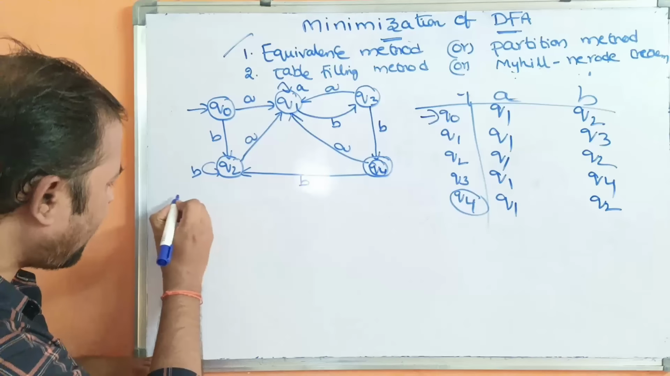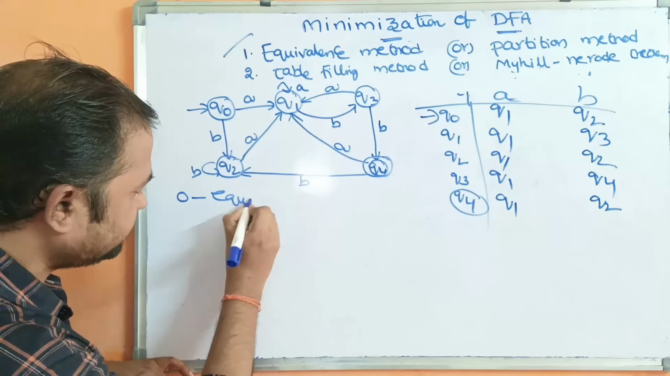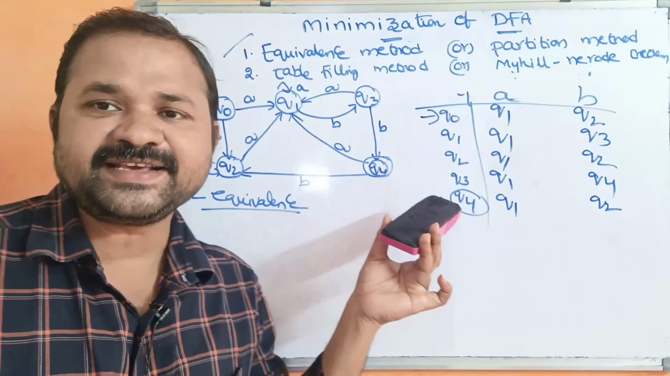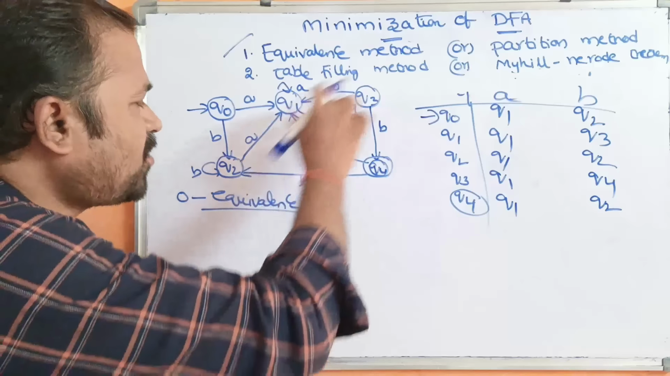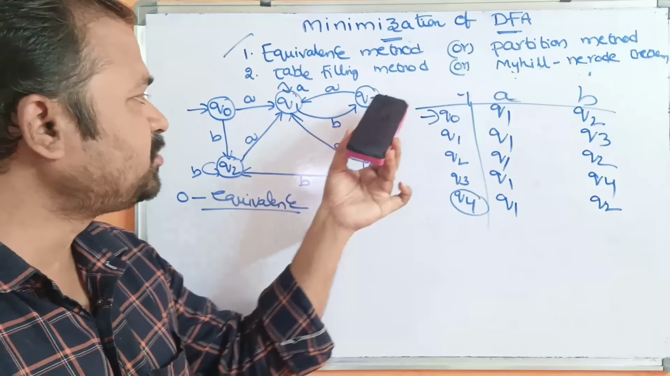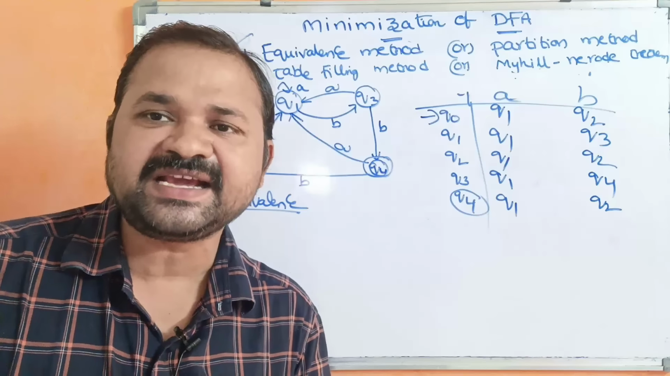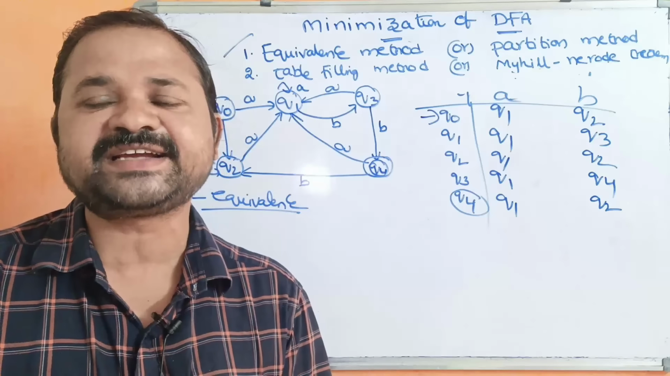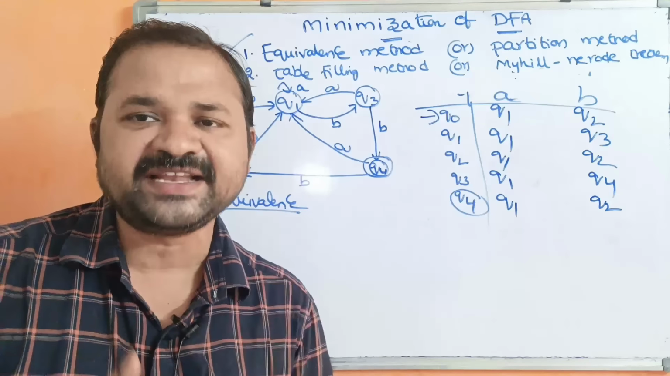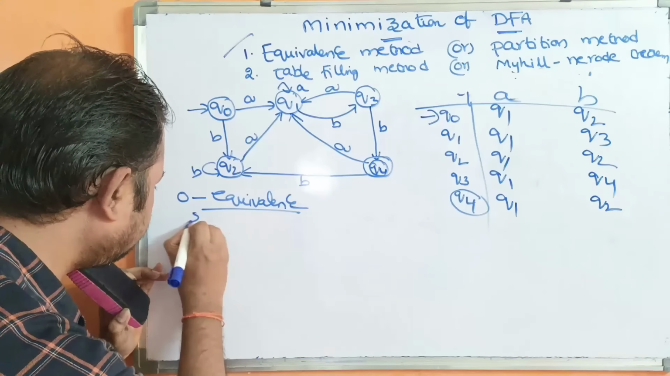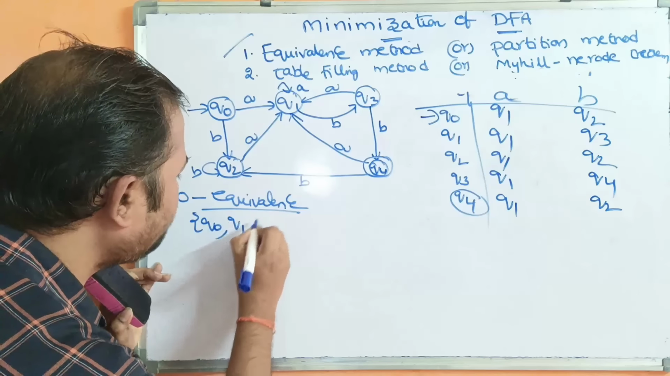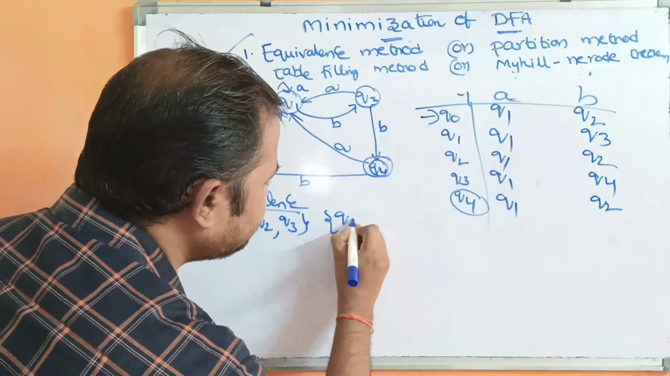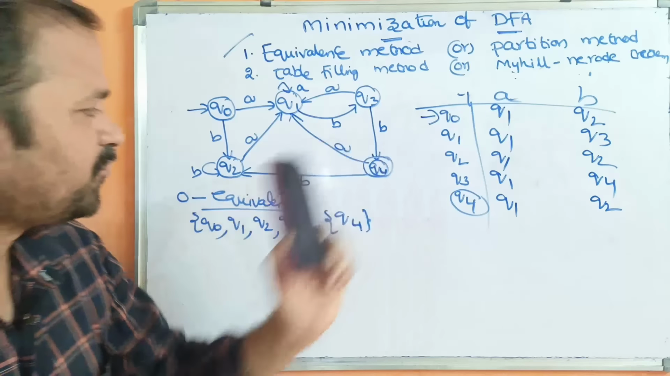First we have to calculate zero equivalence. In this diagram, the final state is Q4, whereas the non-final states are Q0, Q1, Q2, Q3. So zero equivalence mainly contains two sets of states. The first set represents the non-final states, Q0, Q1, Q2, Q3. The second set represents the final states. In this diagram we have only one final state, that is Q4.